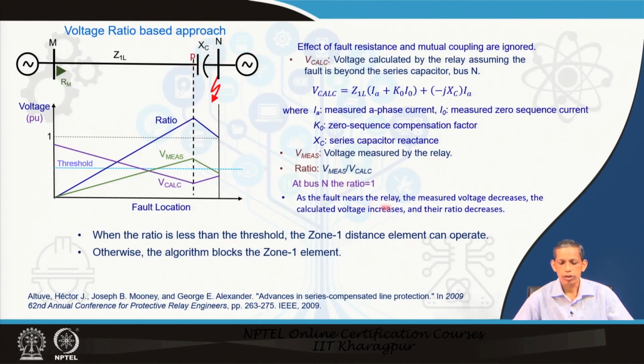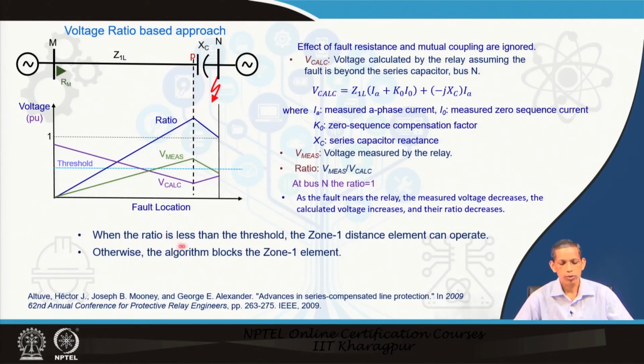As the fault nears the considered relay, the measured voltage decreases, the calculated voltage increases and the ratio decreases. So, what we see is that the ratio, V measured upon V calculated, becomes 0 when the measured value is 0. It increases like this and again decreases after the capacitor. This ratio is useful in determining the position of the fault, whether it is beyond the capacitor or before the capacitor.